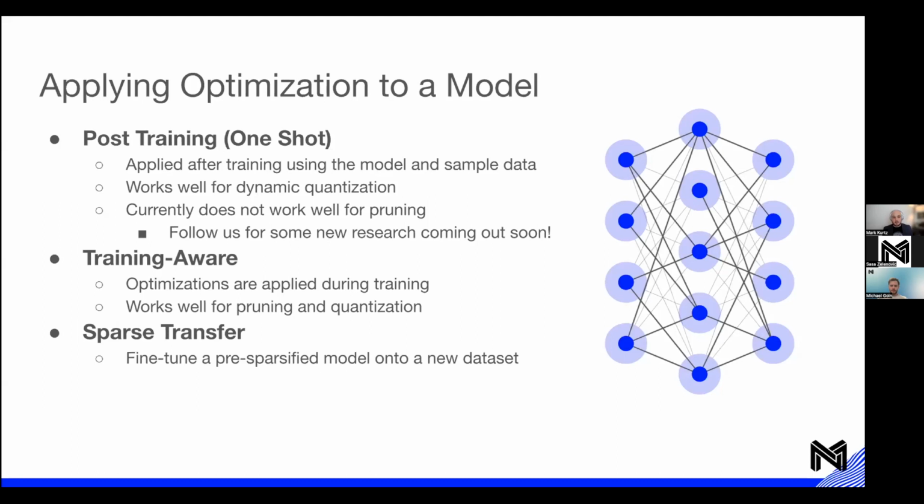And one other thing to say about that is sparse transfer is generally easier. We don't have to worry about hyperparameter tuning or anything like that, like we do for post-training and training aware, because the sparse architecture already exists. So this is generally easier to do.